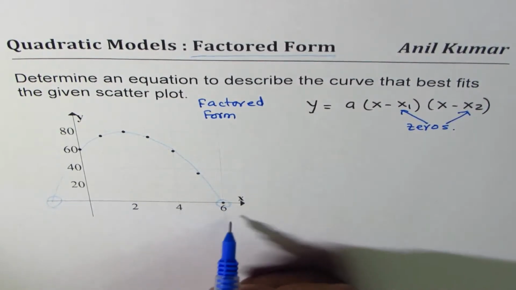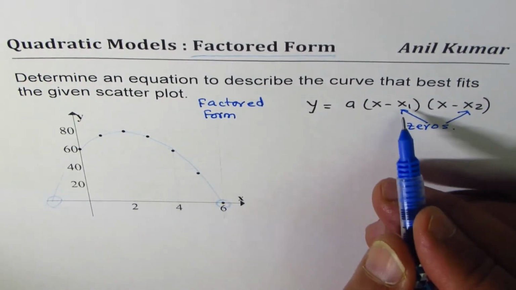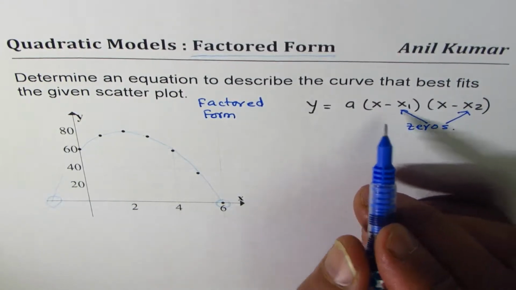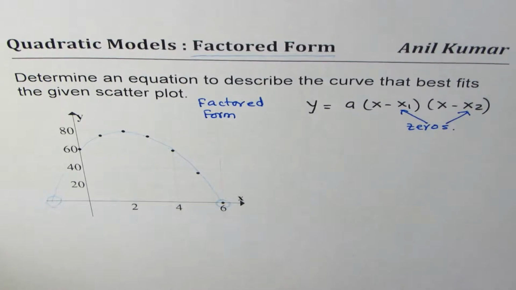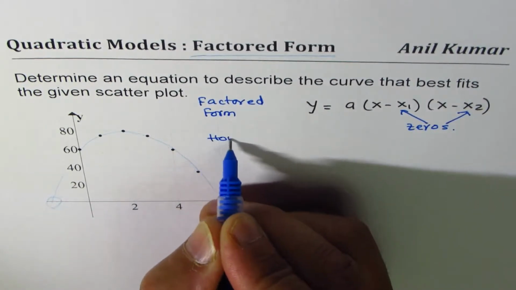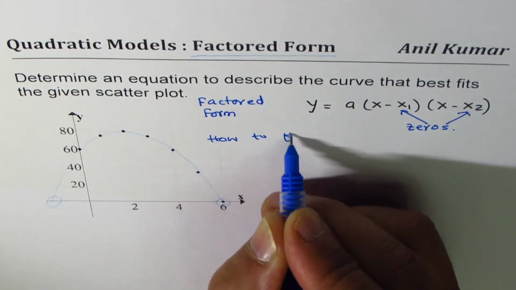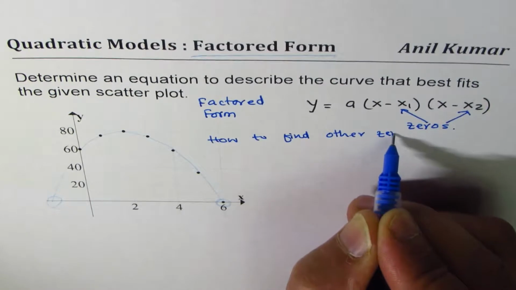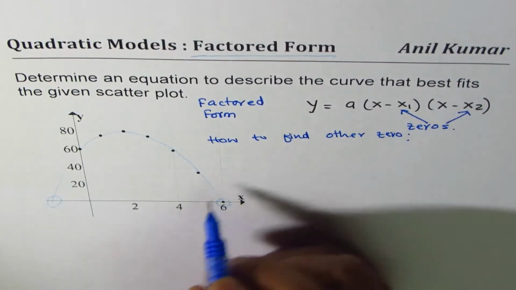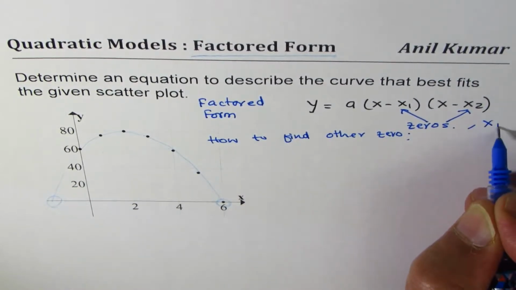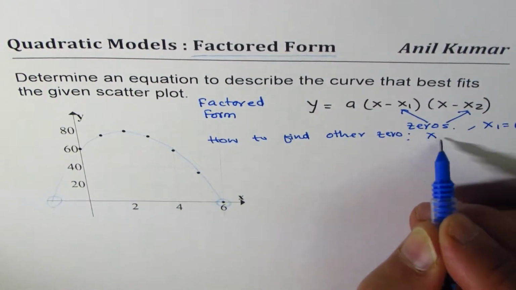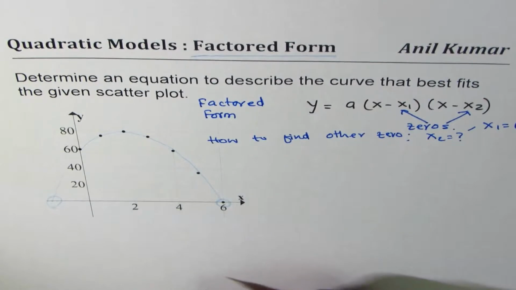We are given one zero. That is to say, we could say x1 is 6, for example, but we don't know what the other zero is. Now, how to find the other zero? That's the question, right? We know one is at x equals 6. So we can say x1 is 6. How about x2? What is the value of x2?